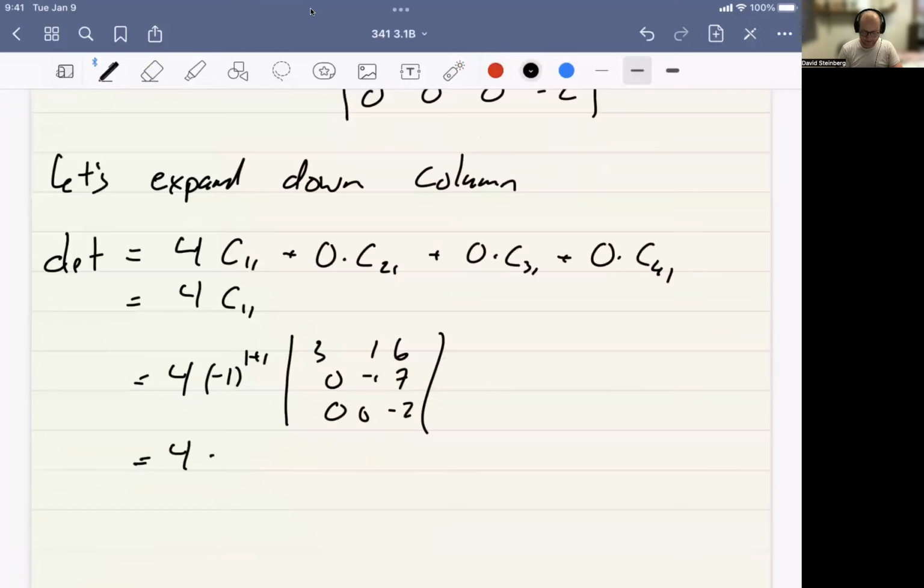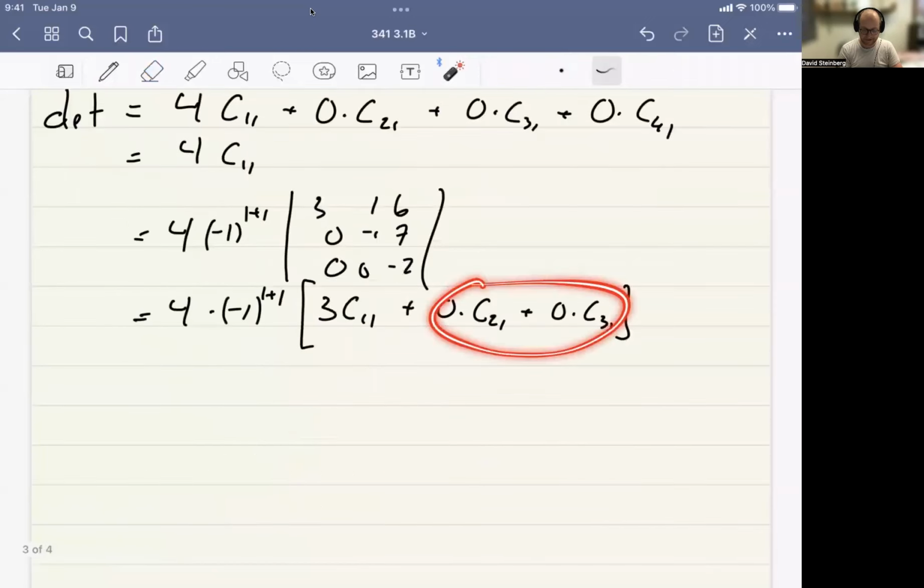This negative 1 to the 1 plus 1 hangs around, and it's times 3, times negative 1 to the 1 plus 1 again, and then the determinant of the rest. This whole big determinant should be 3 times the new C11, plus 0 times the new C21 plus 0 times the new C31. But these don't contribute at all.